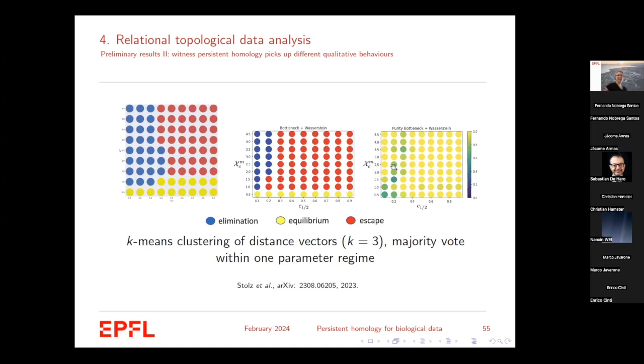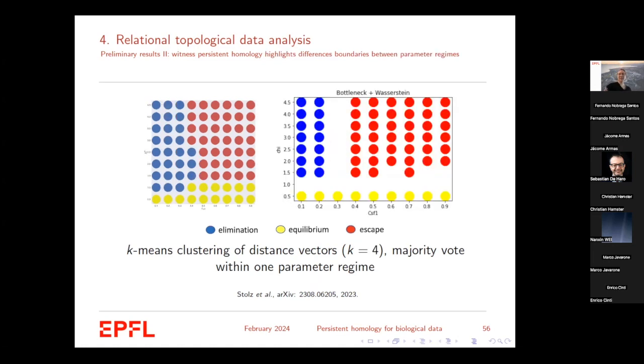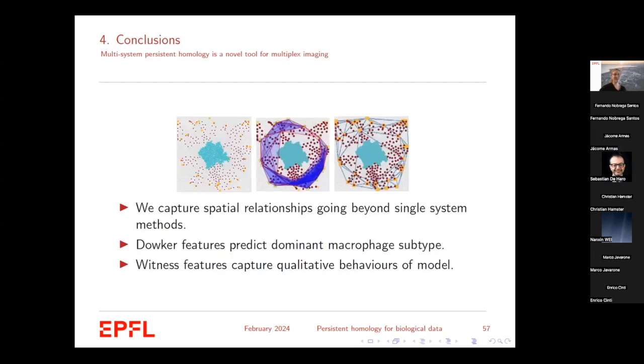And if we look at consistency across 20 simulations from each parameter pair, then you get quite high consistency within these qualitative behaviors. But on the boundary regions, you get less consistency, which is what you would expect. And actually, if we look at 4 clusters, then these boundary regions form their own cluster using these features. So we thought that this was very interesting. We're able to really capture spatial relationships going beyond single system methods using these new tools. The Dowker features predict dominant macrophage subtypes, while the witness features capture qualitative behaviors of the model.